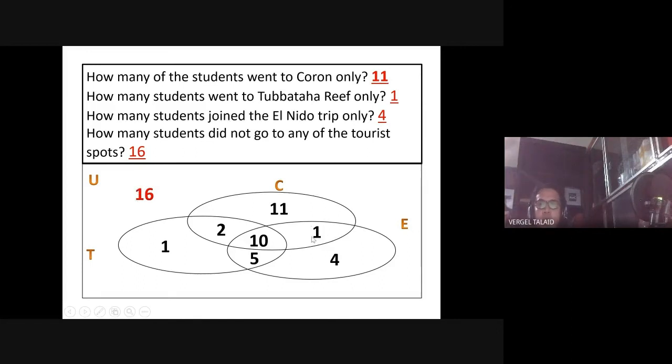What is 1? 1 actually is Coron and El Nido only. So we will not include 10 because 10 and 1, 11 is Coron and El Nido. But when we talk about 1, it is Coron and El Nido only. How about 5? 5 is Tubataha and El Nido only. How about 2? Tubataha and Coron only.